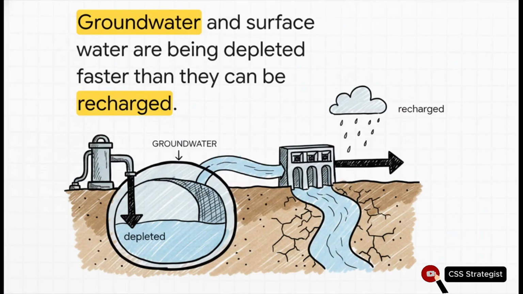The second impact is an issue of quantity. We are pumping groundwater from aquifers and diverting rivers at a totally unsustainable rate, usually for agriculture. We're essentially using up this resource much faster than the water cycle can replenish it. It's like we're mining a finite resource, and that's creating long-term scarcity.